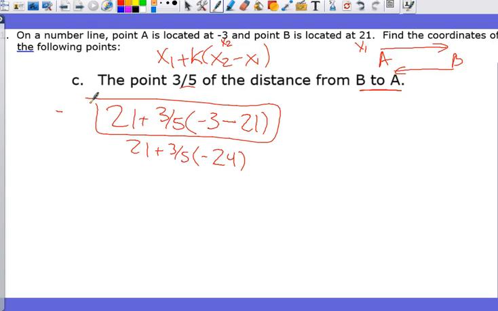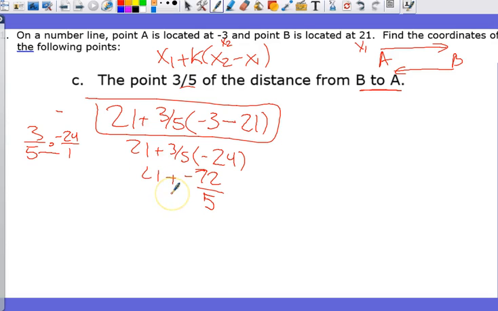This one's tricky. We have to do 3/5 times -24 over 1. Can you reduce this part here? You can. That's pretty cool if you can. No. What about this part here? No. So we're going to have to actually multiply these. 3 times -24 is what? -72. Over 5 times 1 is 5.